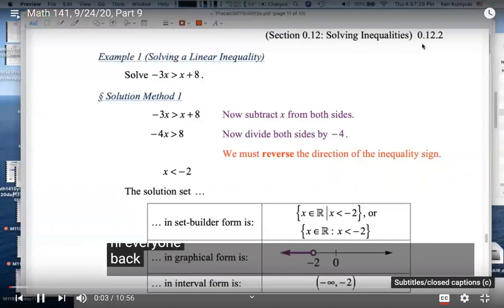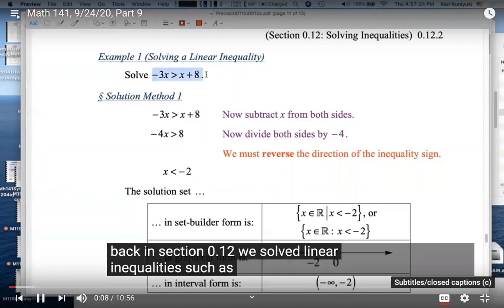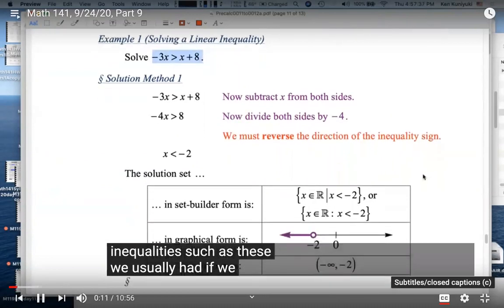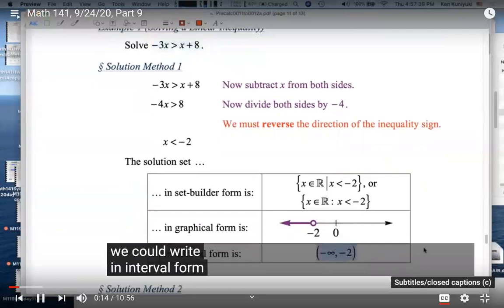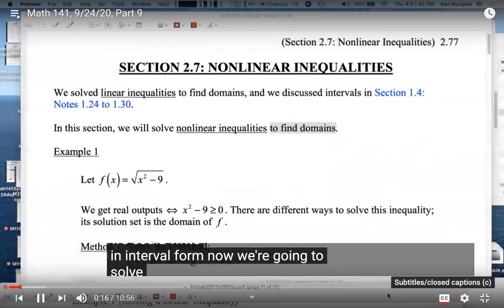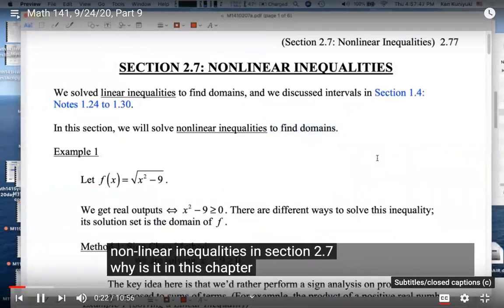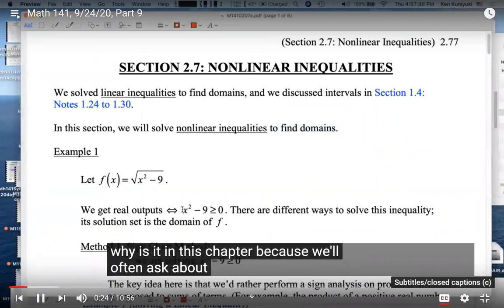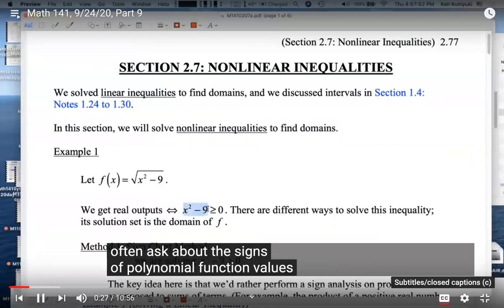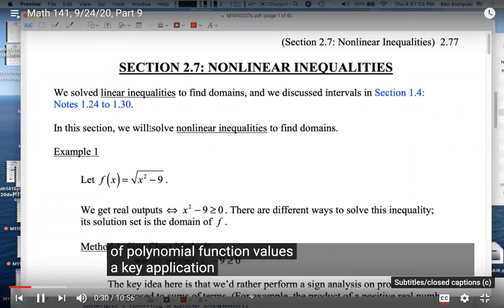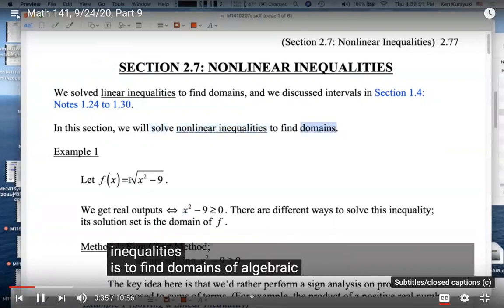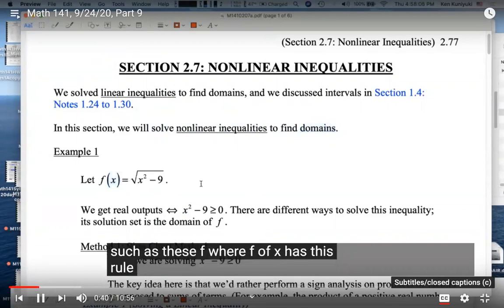Hi, everyone. Back in section 0.12, we solved linear inequalities such as these. We usually had infinitely many solutions that we could write in interval form. Now we're going to solve nonlinear inequalities in section 2.7. Why is it in this chapter? Because we'll often ask about the signs of polynomial function values. A key application of solving nonlinear inequalities is to find domains of algebraic functions such as these, f, where f of x has this rule.